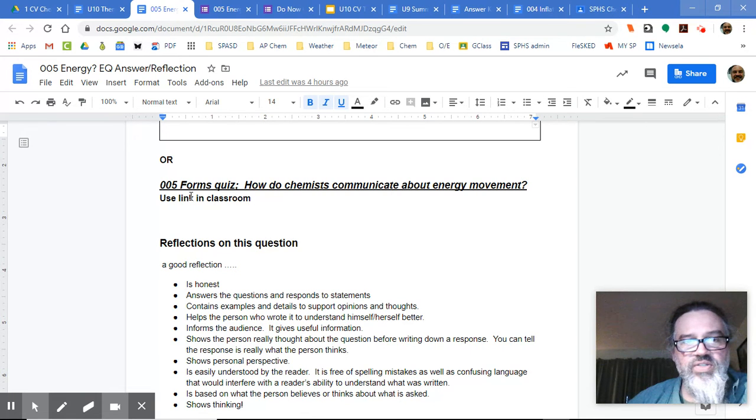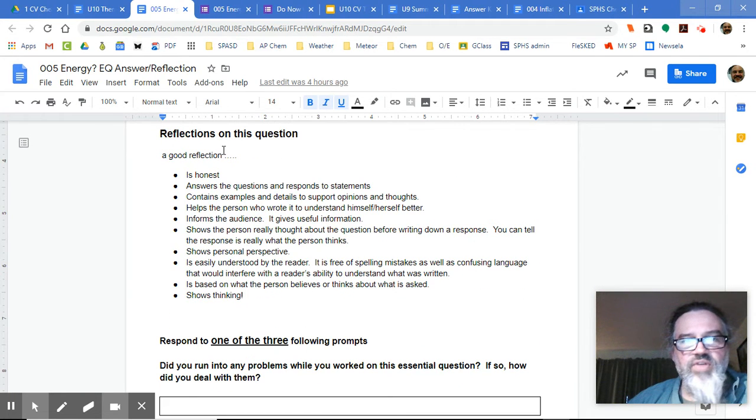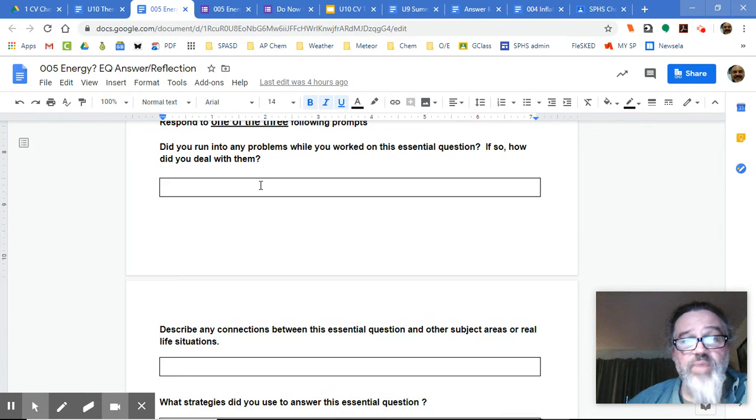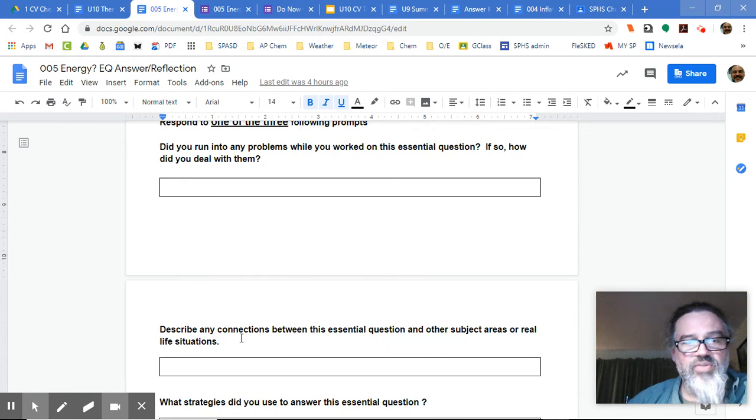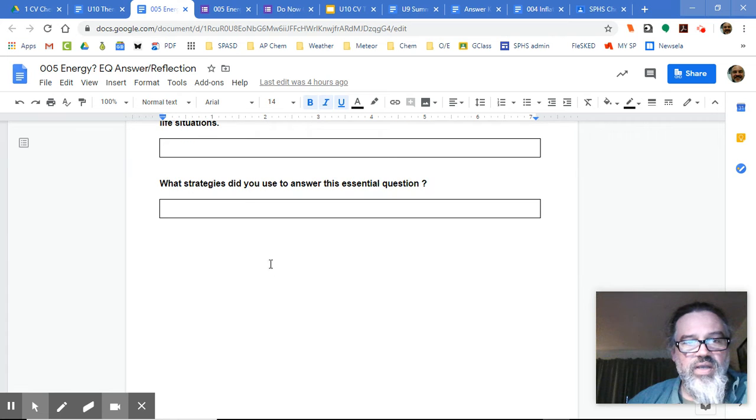Keeping all that in mind, then, let's just look at the reflection form at the bottom. With reflections at the end, just make sure you have a good reflection, and you just have to respond to any one of these three prompts. Did you run into any problems? Describe connections, and what strategies did you use?